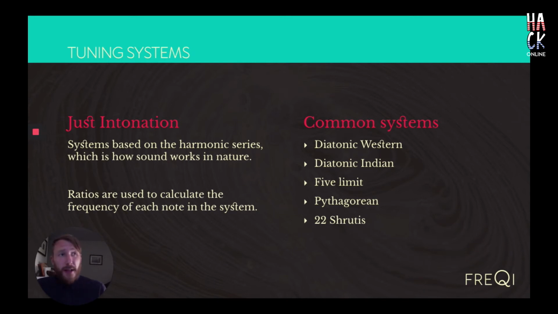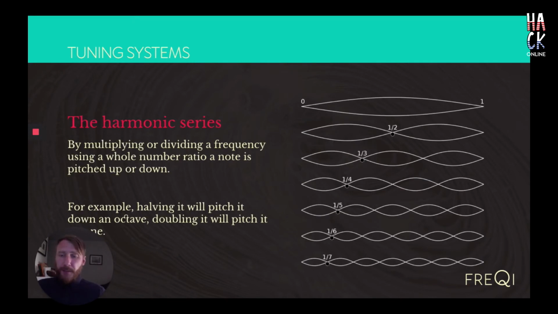It's still out there. As I say, it's how nature works. It's still how a lot of instruments work or can work. It's something that I wanted to explore and consider. So once I'd finished the conditional orchestra, I started researching this in more detail. And as I mentioned, just intonation is based on the harmonic series, which we'll look at in just a second. Common systems within just intonation are the diatonic systems, the 5-limit, Pythagorean, and that's what we'll look at on the slide after this.